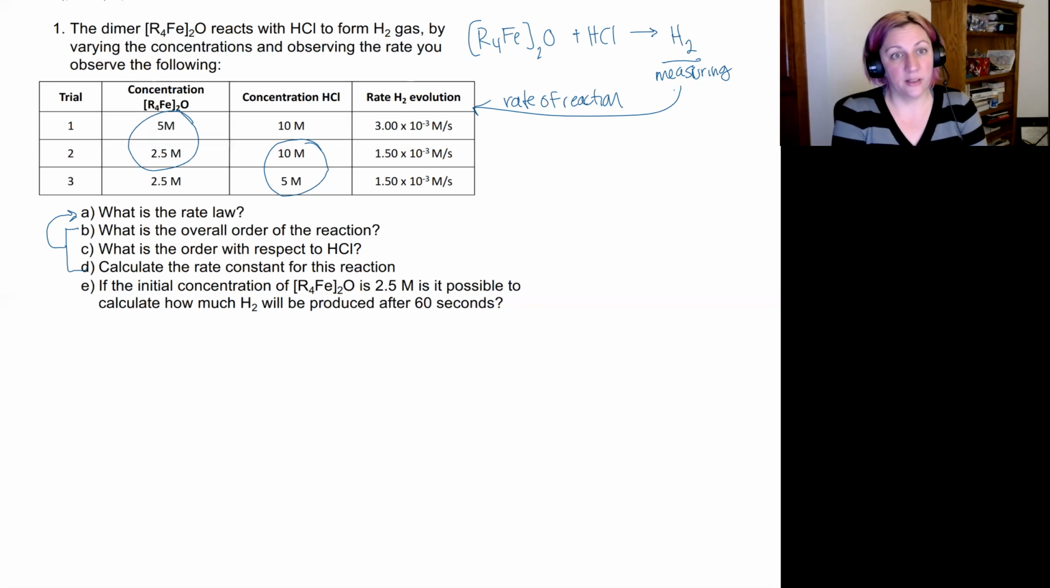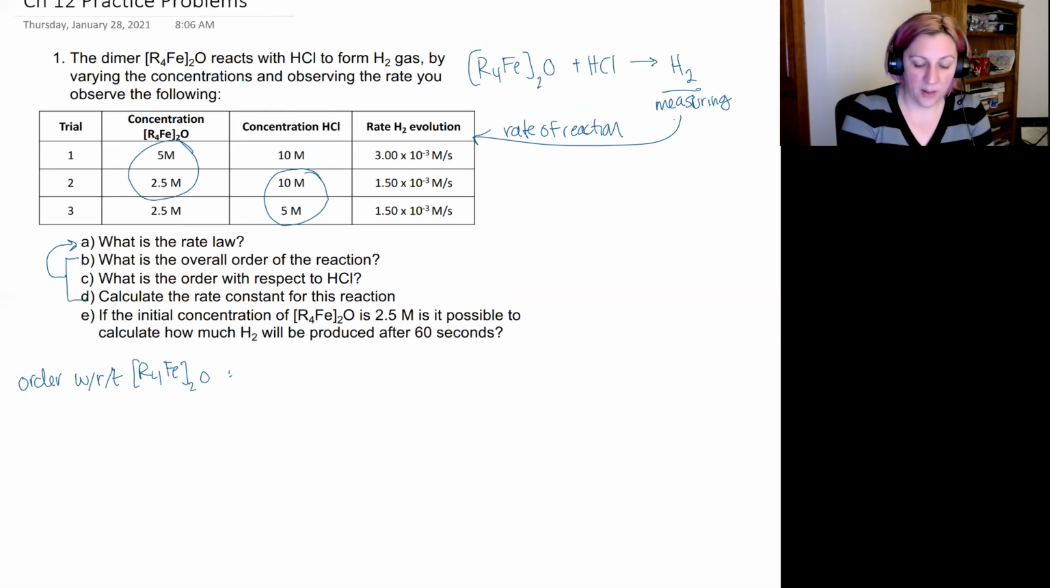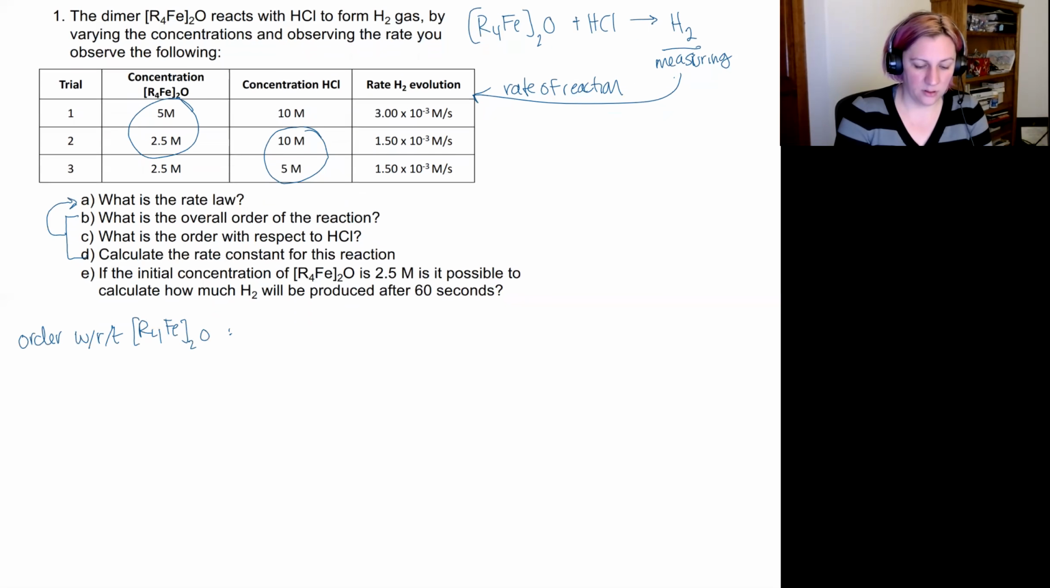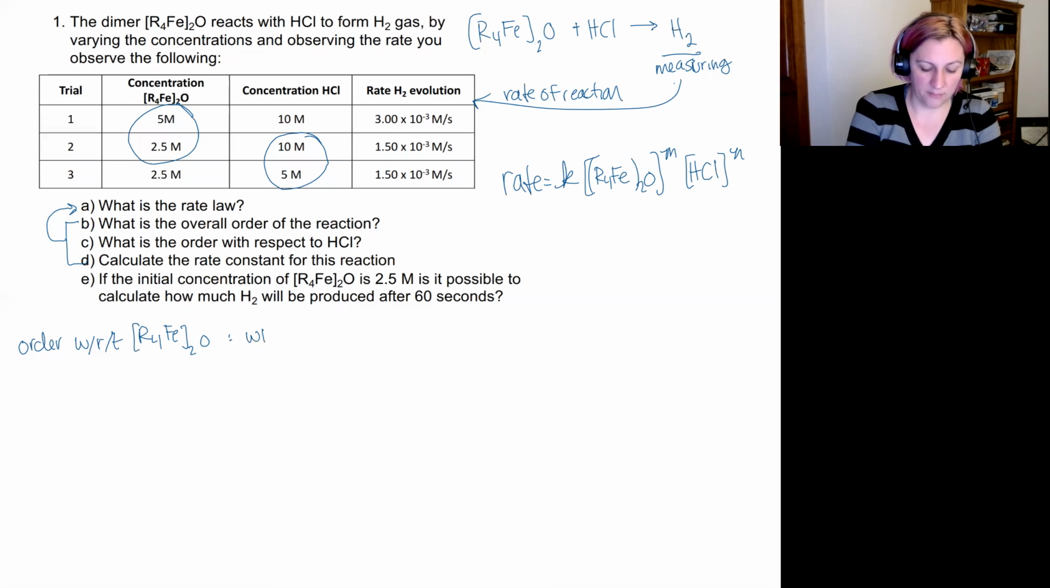So let's get started. Let's start by looking at the dimer concentration. So first I'm going to find the order with respect to the dimer. And to do that, I'm going to be taking the rate law essentially for this whole reaction and filling in the information I can. Just a reminder, our basic rate law is going to look like this. All right, so let's find that value of M first. So what is M?